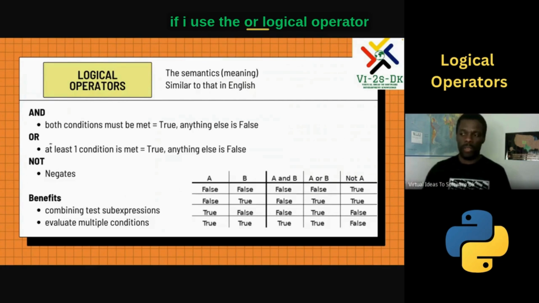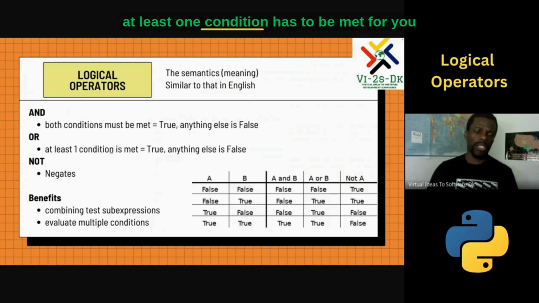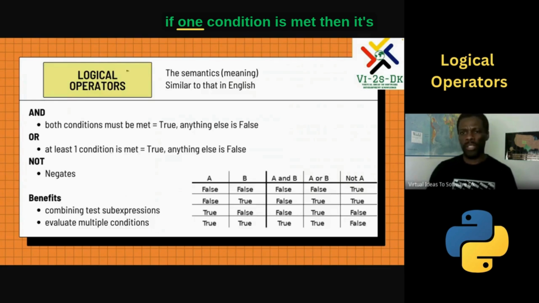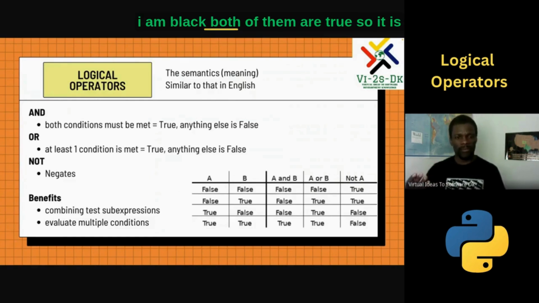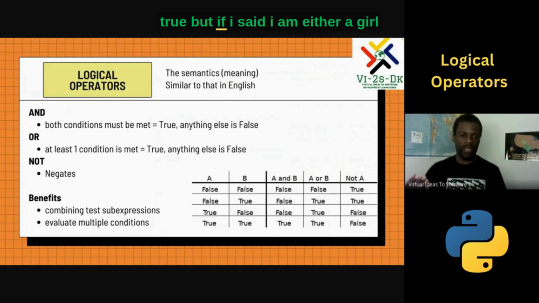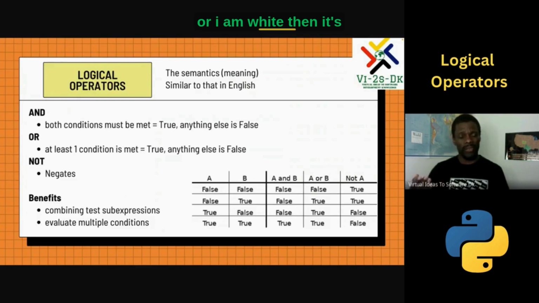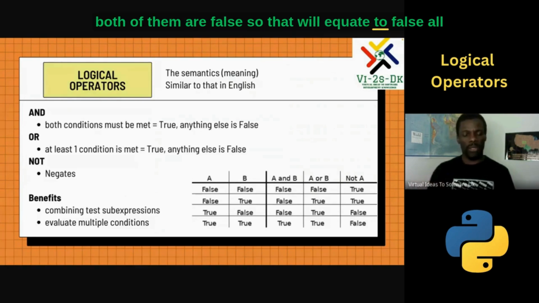But if I use the or logical operator, at least one condition has to be met for it to be true. If one condition is met, then it's true. Otherwise, it's false. So for instance, I am either a boy or I am black. Both of them are true, so it is true. But if I said I am either a girl or I am white, both of them are false, so that will equate to false. All right.